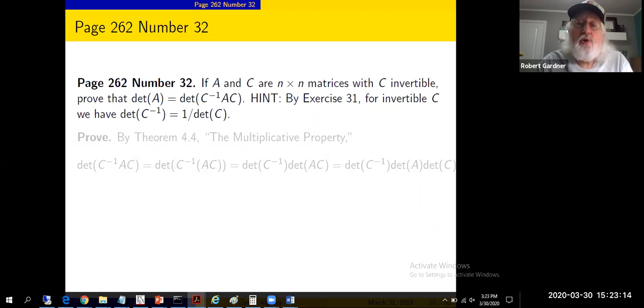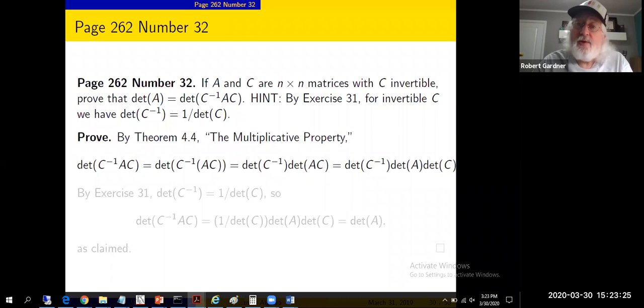So assuming the statement in exercise 31, that the determinant of C inverse is 1 over the determinant of C, let's show these determinants are the same. Piece of cake, if we can use the multiplicative property. What's the determinant of C inverse AC? Well, the determinant of a product is the product of the determinants. So we can expand that out, using associativity and taking one at a time, as the determinant of C inverse times the determinant of A times the determinant of C.